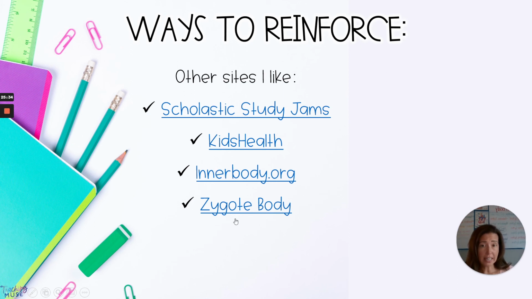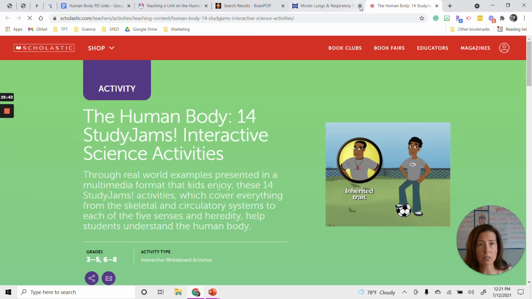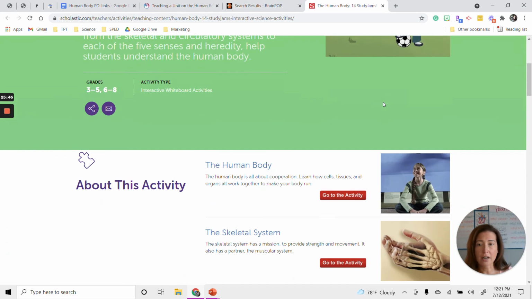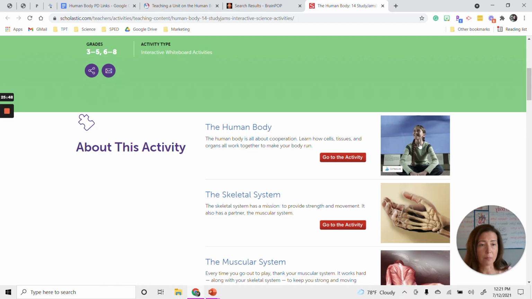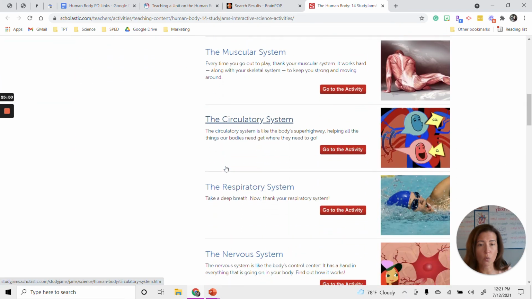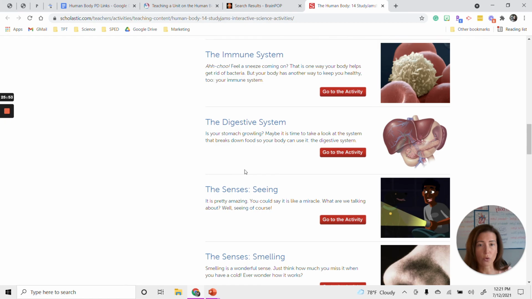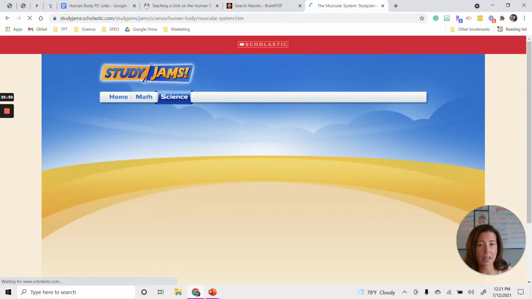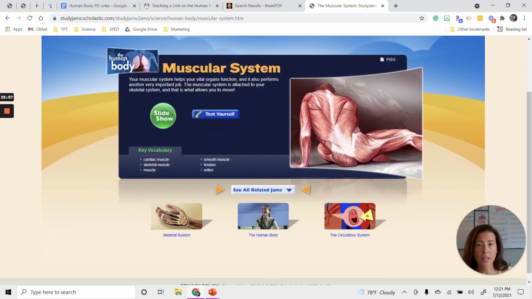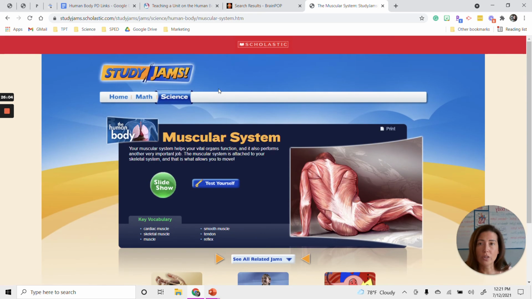Other sites that I really like to use to reinforce, Kids Health also, I just showed you with the video that they have those other activities, but Scholastic has something called Study Jams, where there are all different activities that go along with the body systems. So you can just click, go to the activity, and then it will give them some information, and then they have the vocabulary here too, which is great, but then they can test themselves. So again, these are all free websites.